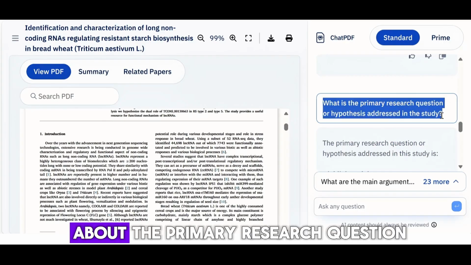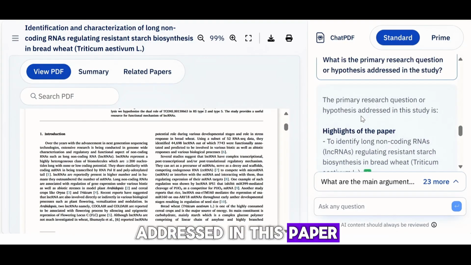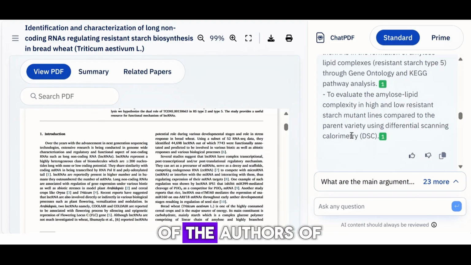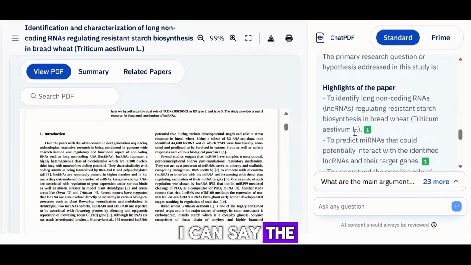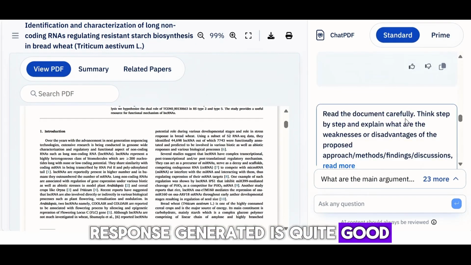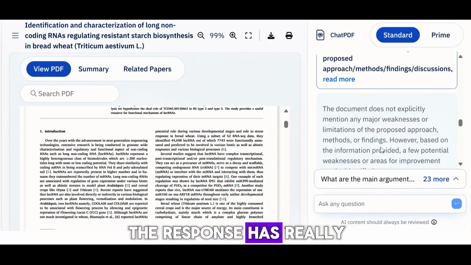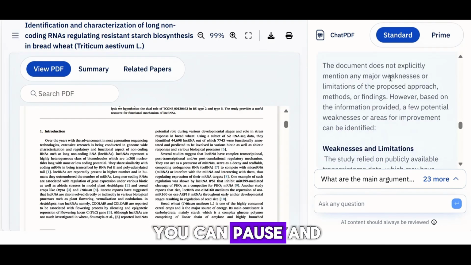Similarly, when I asked about the primary research question addressed in this paper, it has provided 4 key questions addressed, and being one of the authors of the paper, I can say the response generated is quite good. When I asked about the weaknesses and limitations of the paper, the response has really impressed me. You can pause and read it.